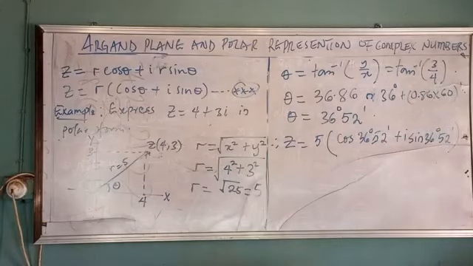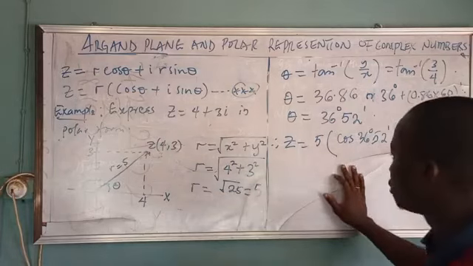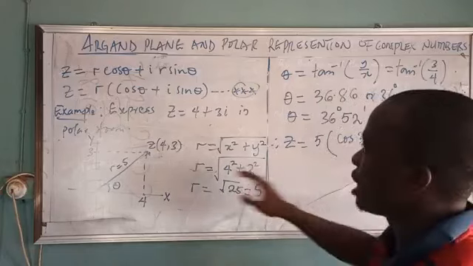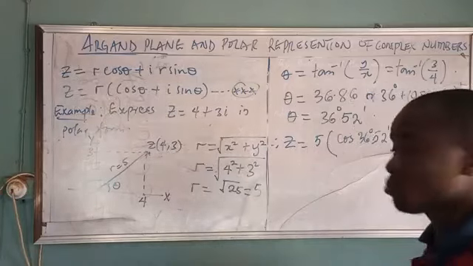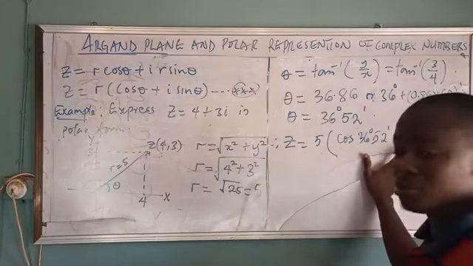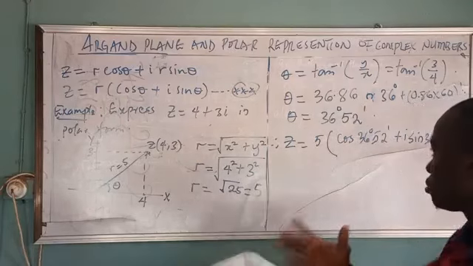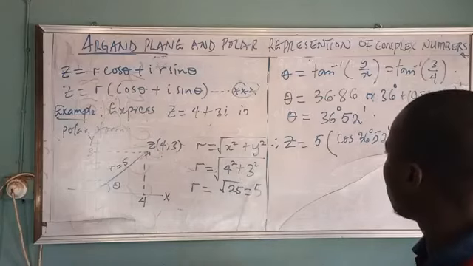So now that is that. If you like, you can try to write this in the form where you have real and imaginary parts. What we do is just to take this 5 to multiply or expand this bracket, so you have your real part and imaginary part separately. So that is how it is done.